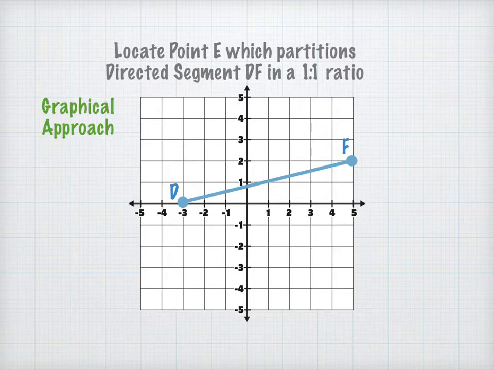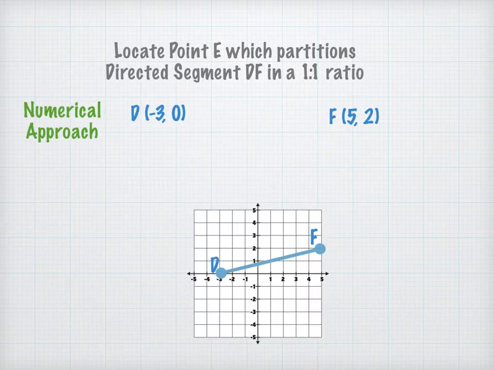in a 1-to-1 ratio. What we want to do is find the slope, the rise and the run between points D and F. My rise is 2 and my run is 8. So because I want to split this line segment in half, instead of going up 2 and to the right 8, I want to go up half that far, up 1 and to the right 4. And this is going to be point E, and the coordinates of point E are going to be 1, 1. And again, I've used a graphical approach.